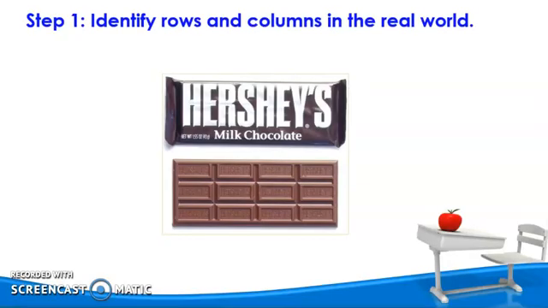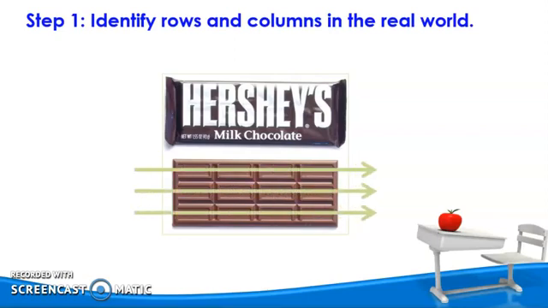In step 1, students will learn about rows and columns in the real world. In looking at this Hershey bar, your child should see 3 horizontal rows and 4 vertical columns.